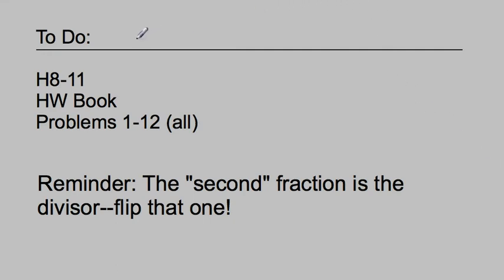Here's our job today. We're going to be working out of the homework book H8-11. We're going to do all the problems 1 through 12. And remember, the second fraction is the divisor. So flip that one. Don't flip over the first one or your numbers will be all wrong. All right, good luck.